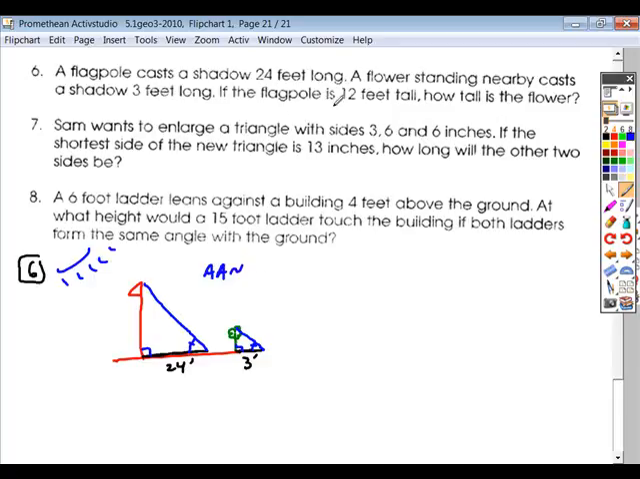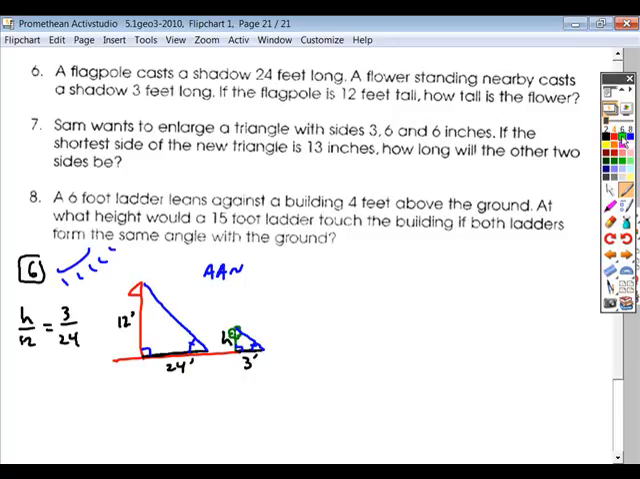It says that the flagpole is 12 feet tall, so we can label that piece as well. All we're looking for is the height of this flower. The proportion that allows us to relate these is: we take our unknown, the height of the flower, that corresponds to the height of the flagpole, which is known as 12. And that's going to equal the ratio of the known pieces that correspond. So we know the shadow of the flower over the shadow of the flagpole, and this gives us the ratio that we're looking for.